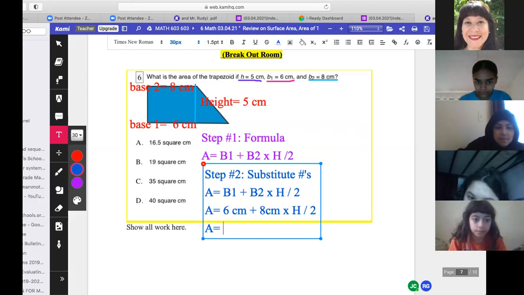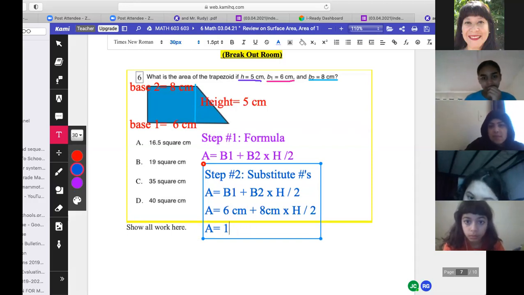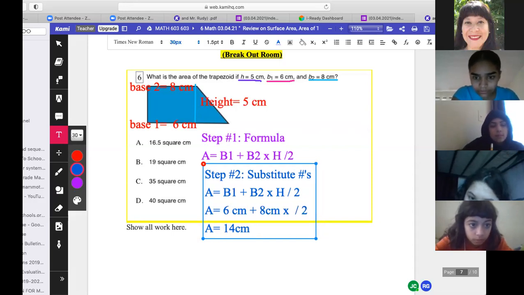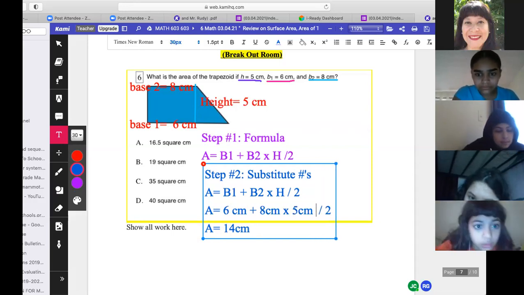6 plus 8. 6 plus 8 is 14. Times, oh, oops, you said the height was supposed to be 5. You see, no one caught my mistake. Haha. Times 5.